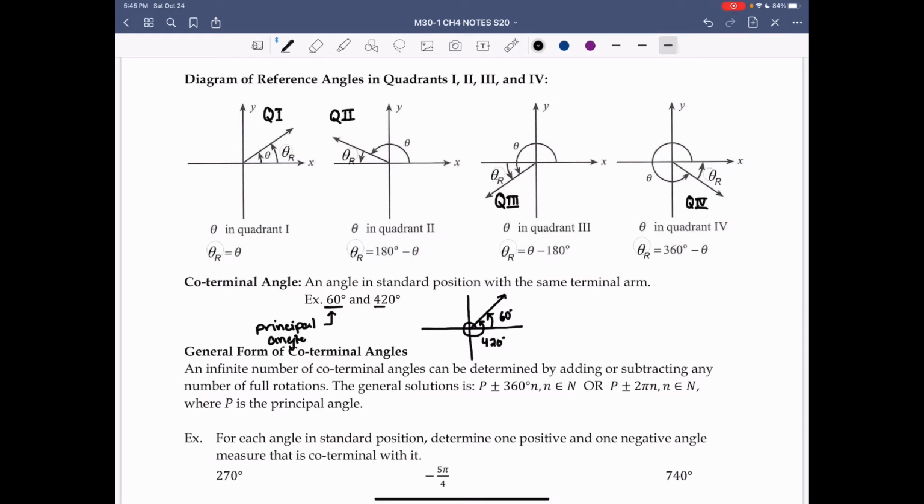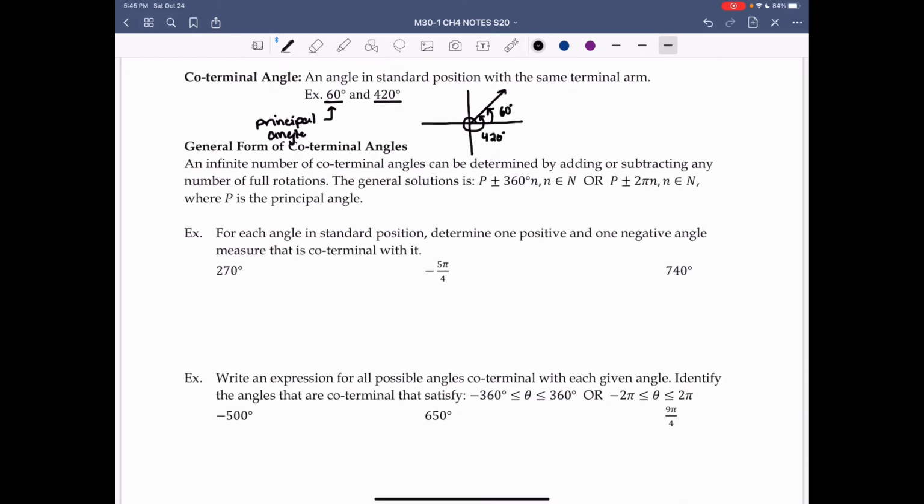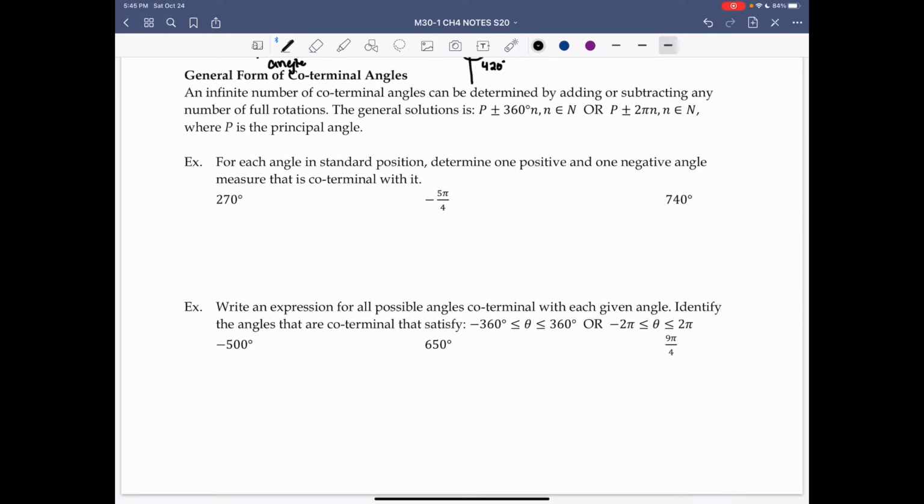And then 420 degrees is a coterminal angle, meaning that the terminal arm is in the same location as angle 60 degrees. General form of coterminal angles. An infinite number of coterminal angles can be determined by adding or subtracting any number of full rotations.